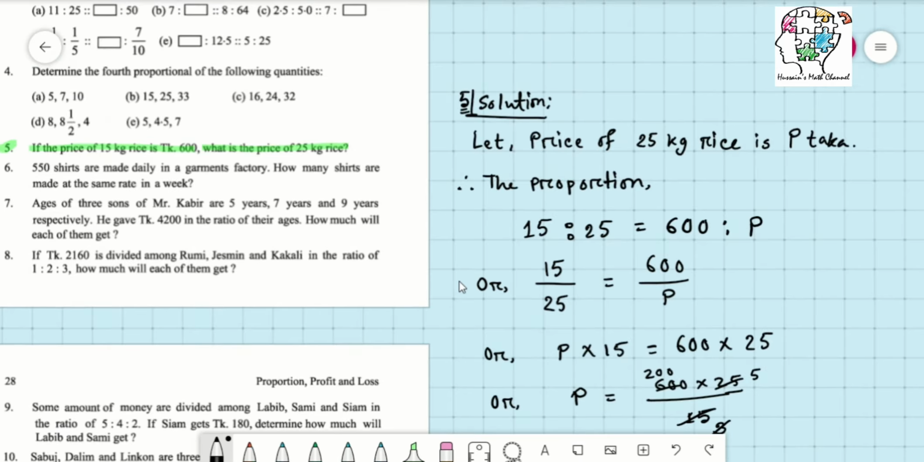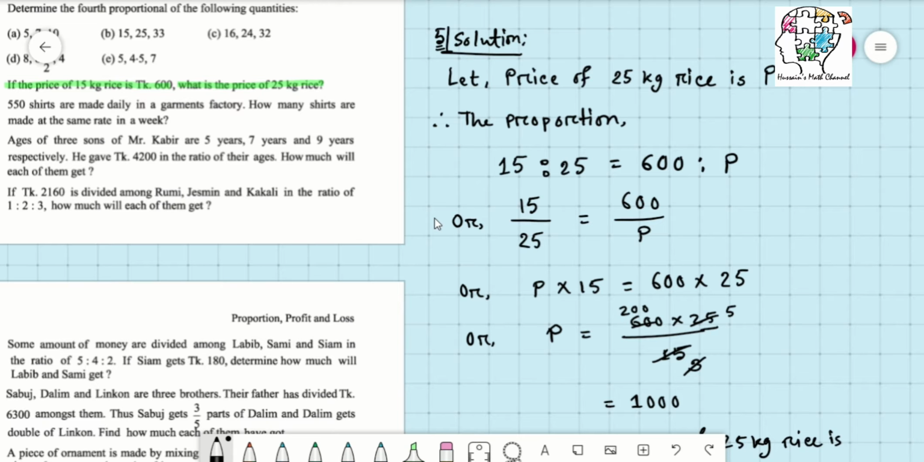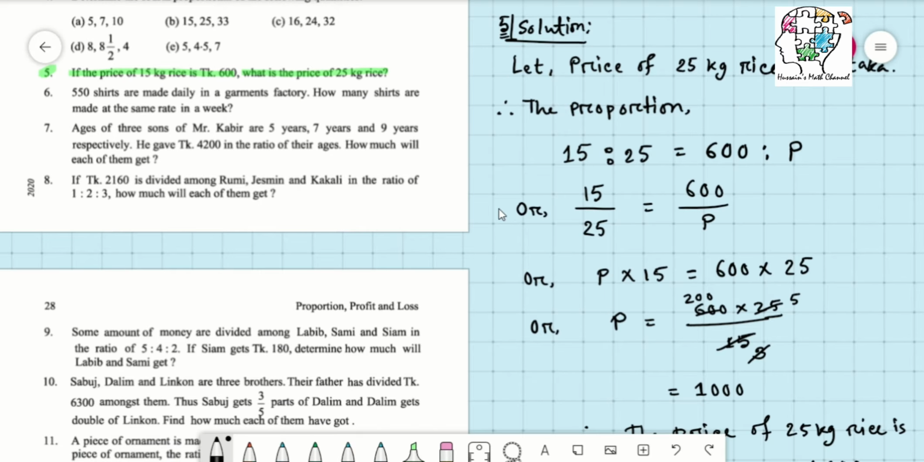I hope you understand this maths very clearly, and you can do number 6 on your own, because number 5 and number 6 are exactly the same, so 6 will be your homework. Alright, now we move on to our next question, question number 7. At first we read the question.